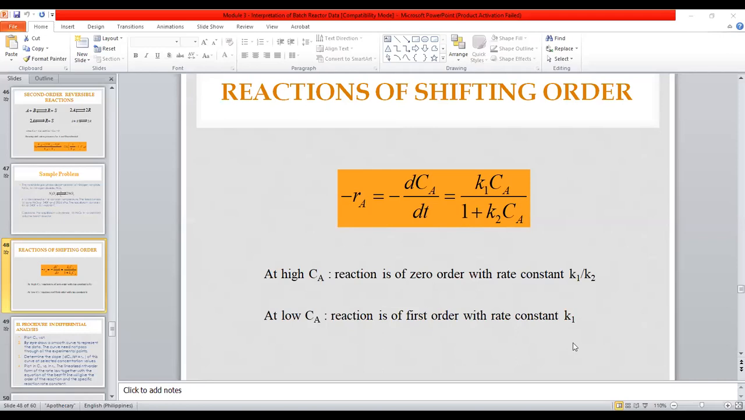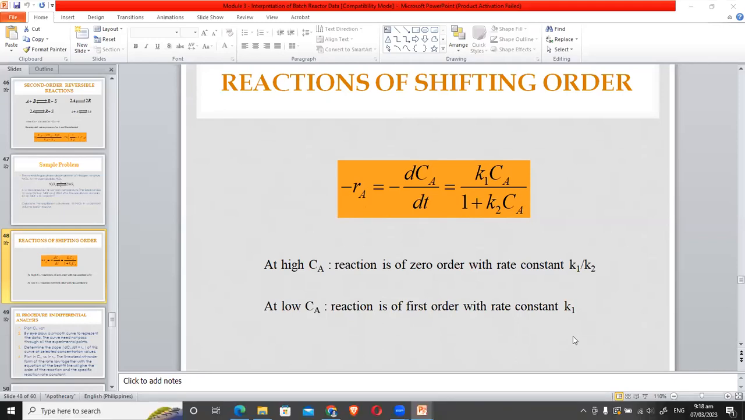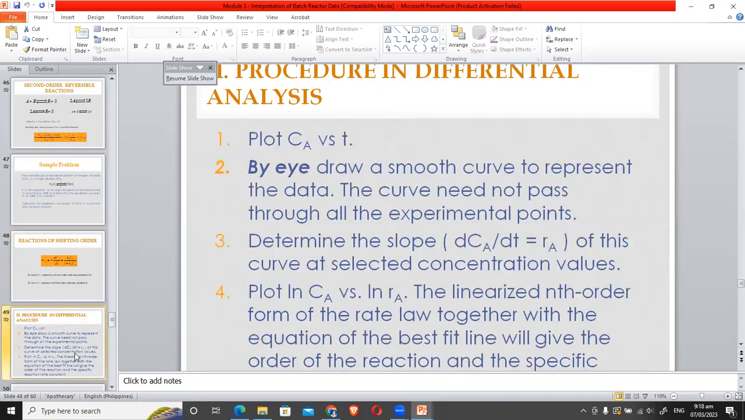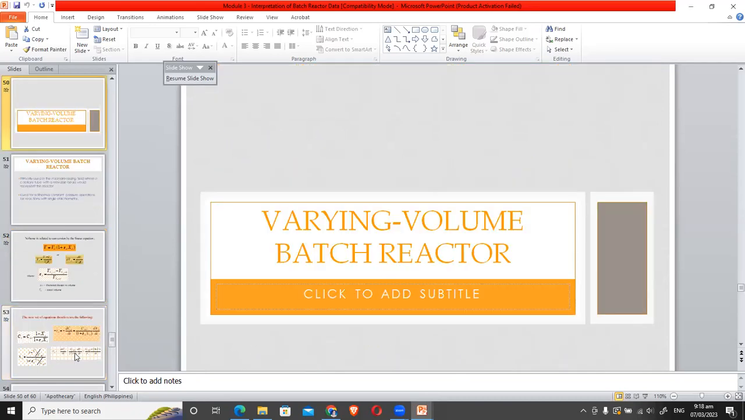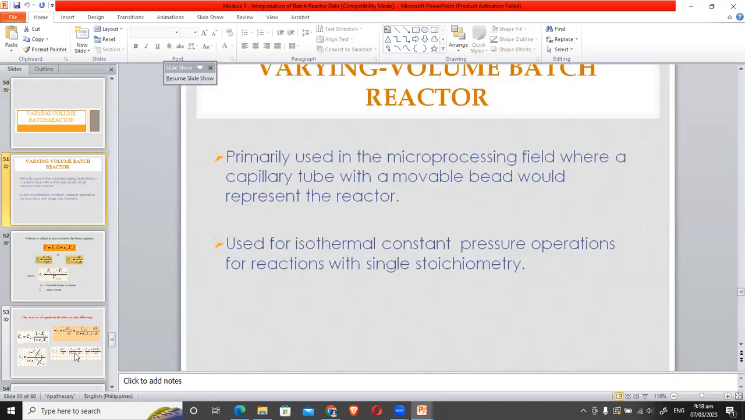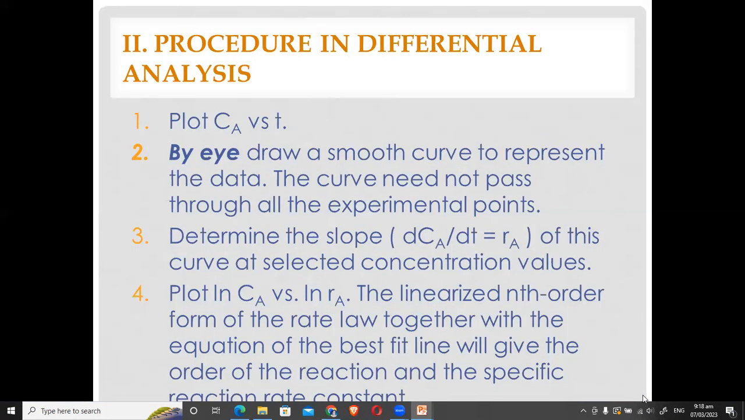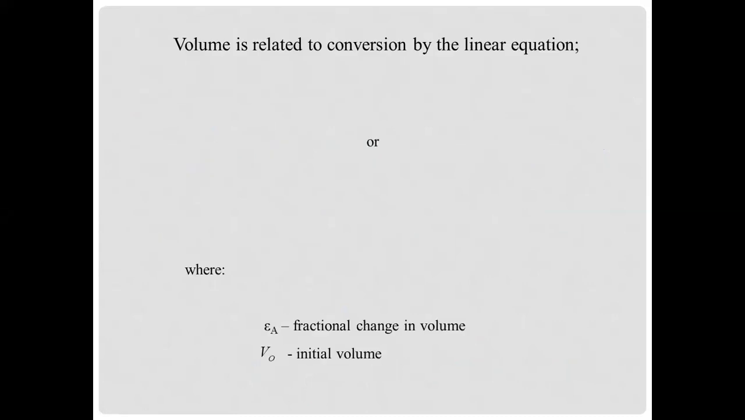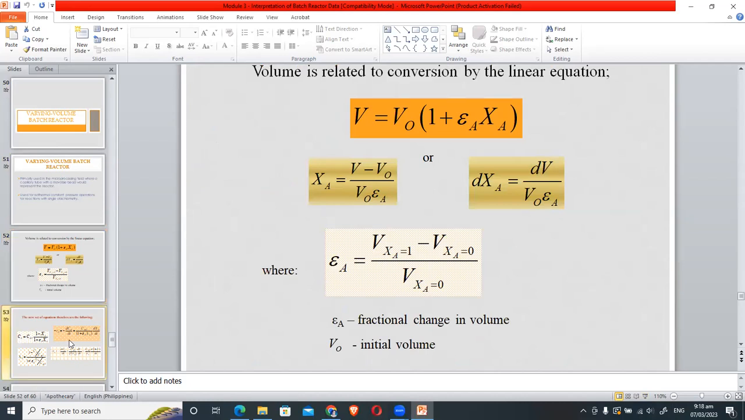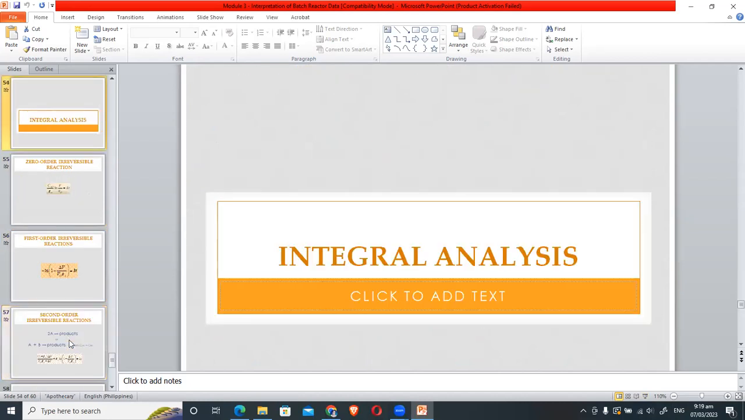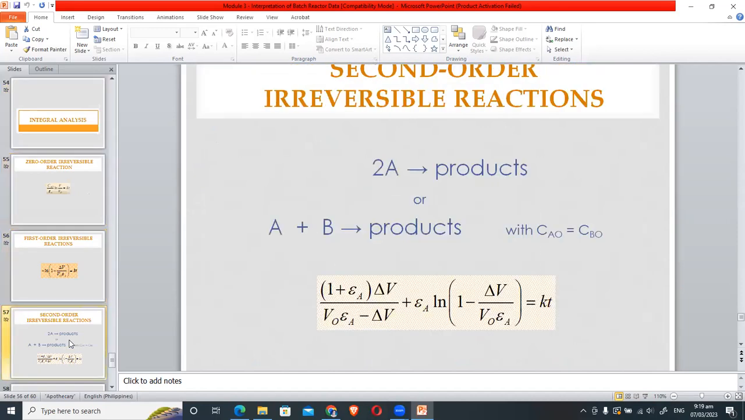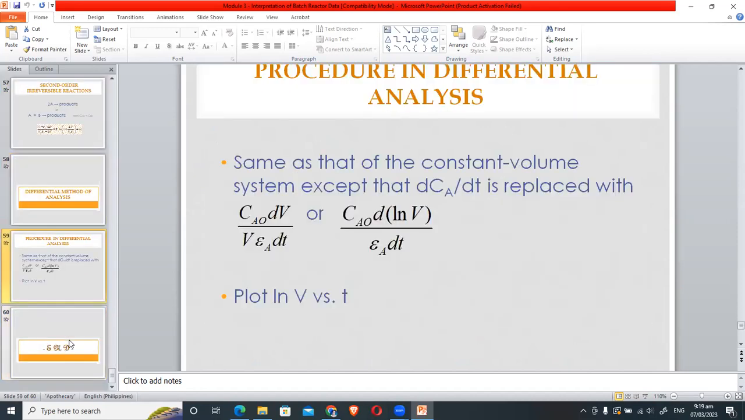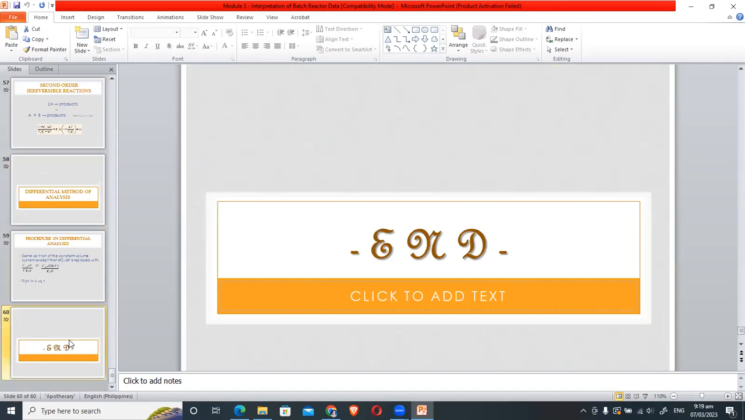On the slide, after differential analysis, we'll have the varying volume batch reactor. So we have these varying volume concepts. Basta there's an equation, class, you don't have to derive it. So you have these ready-made equations, and then we go to differential analysis. And that's the end for the entire interpretation of batch reactor data.